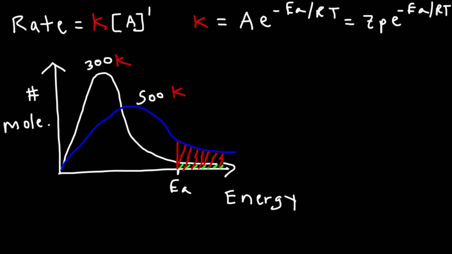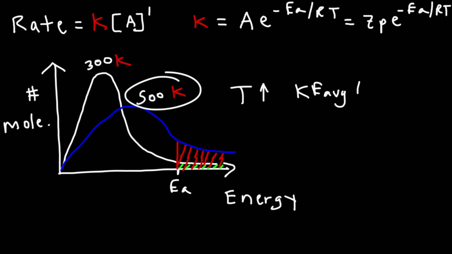But notice that at 500 Kelvin, the fraction of molecules that have enough energy is greater than the fraction of molecules at 300 Kelvin. It's significantly greater. And so that's what happens when you increase the temperature. When you increase the temperature, the average kinetic energy of the molecules goes up. So therefore, the fraction of molecules having enough energy to make the reaction go increases. And so if more molecules have enough energy to get the reaction going, the overall rate of the reaction will increase.